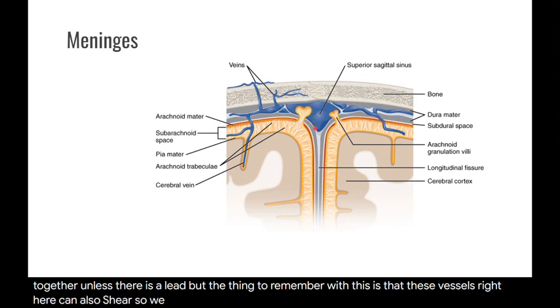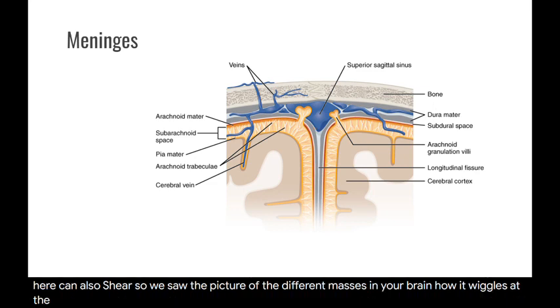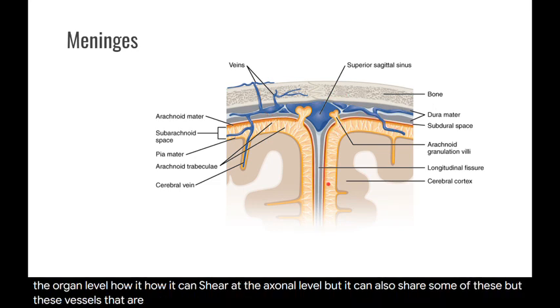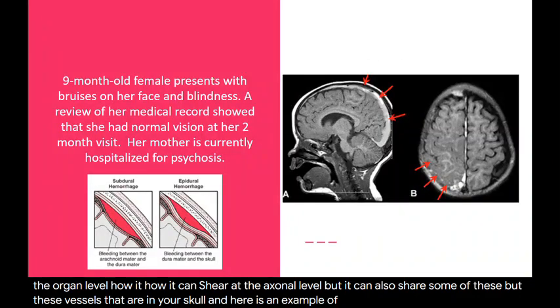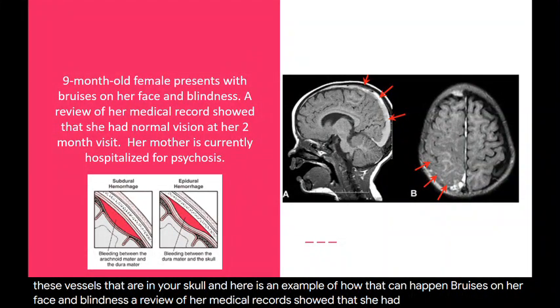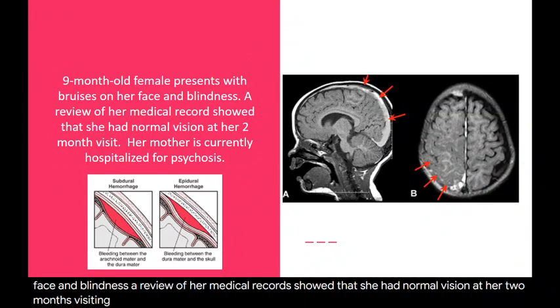So we saw the picture of the different masses in your brain, how it wiggles at the organ level, how it can shear at the axonal level, but it can also shear some of these vessels that are in your skull. And here is an example of how that can happen. So a 9-month-old presents with bruises on her face and blindness. A review of her medical records showed that she had normal vision at her 2-month visit. Her mother is currently hospitalized for psychosis.